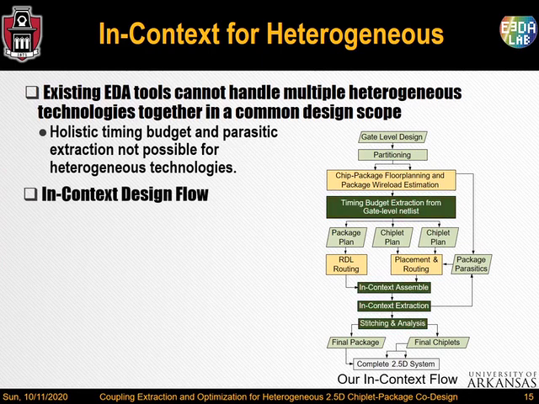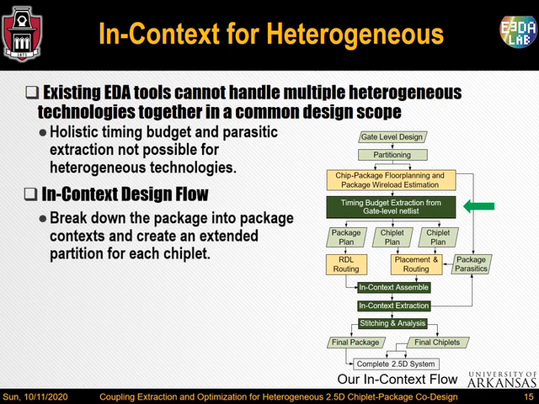That is why we developed our in-context flow that can design a heterogeneous 2.5D system using standard tools with sufficient holistic considerations. In our in-context flow, in the first iteration, timing budgets are extracted using the gate-level netlist instead of the top-level design in the unified environment. Note that the Chiplet-Package Co-Planning step is the same as in the holistic flow, because it is implemented using our in-house RDL planning tool that can handle heterogeneous technologies.